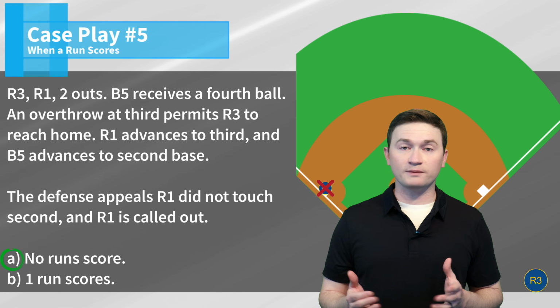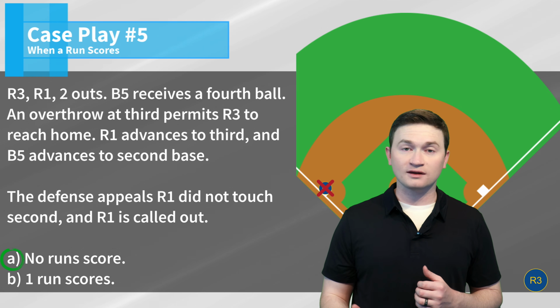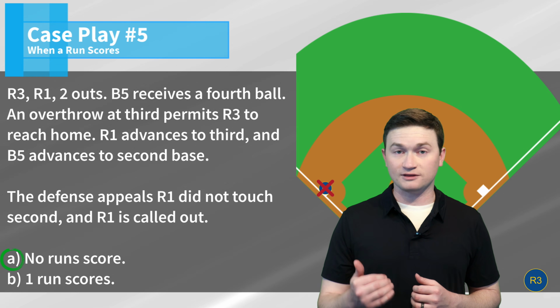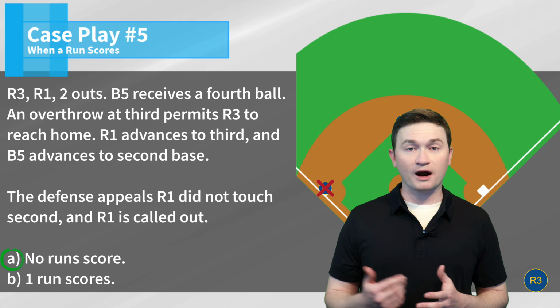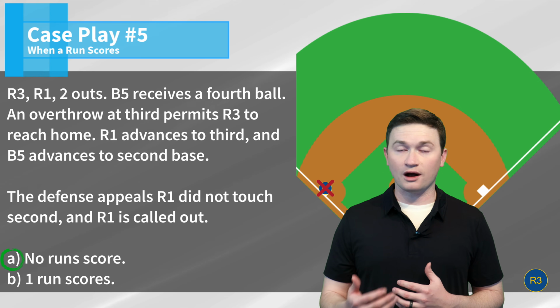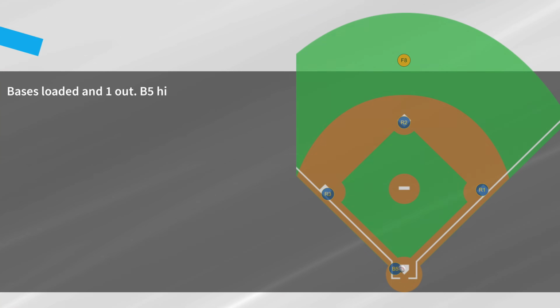No runs are going to score because the bag that R1 missed was second, and they were forced to advance to that base at the time that they missed the bag. So with that, on proper appeal, we have a force out, and that means that no runs score on the play.